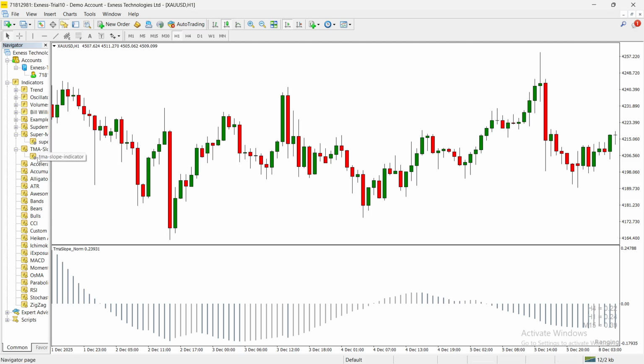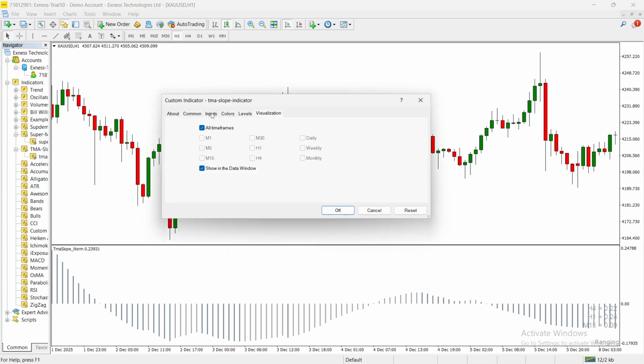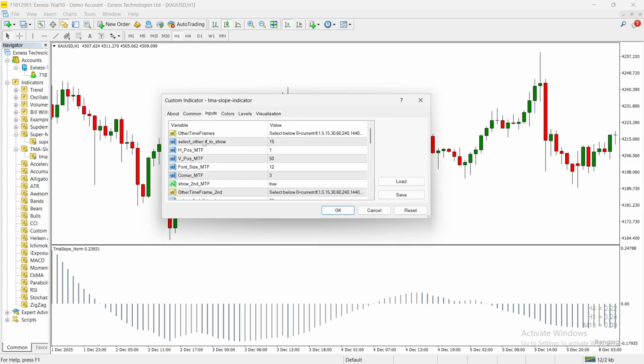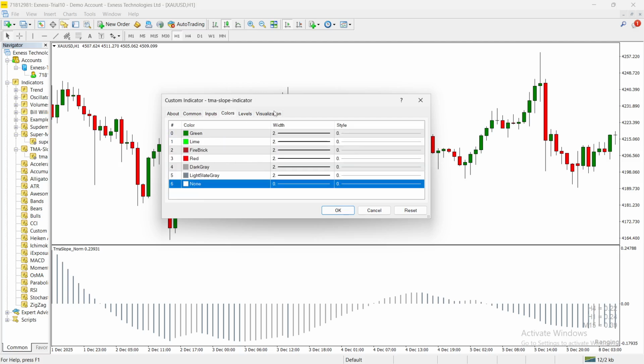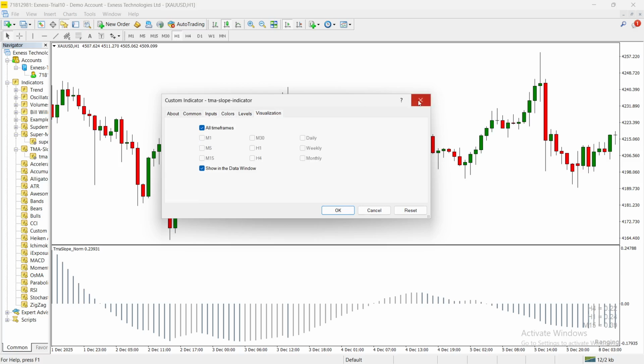As for the settings, let's take a look at what we have. For the inputs, you can see we have quite a number of them: order time frames, select order time frames to show, HPOS MTF, VPOS MTF, font size MTF, corner MTF, and the list goes on. We can also customize our preferred colors and choose our preferred trading time frames as well.